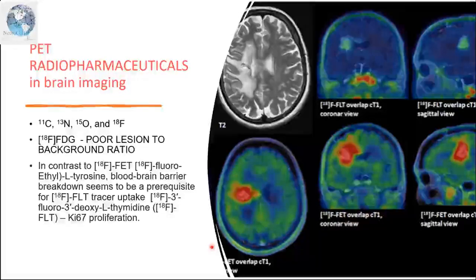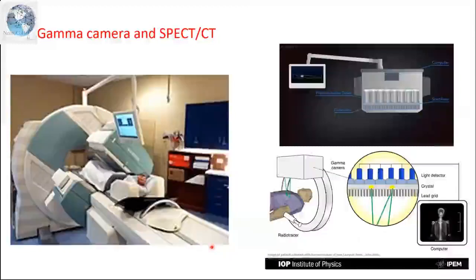So F18 is the most commonly used. F18 can be tagged with glucose, which is the most common, but can also be tagged with FET, fluoroethyltyrosine, or FLT, fluorothymidine. All of these can give a different picture of the brain because they are not purely glucose. These are more protein or amino acid. You can get better focal uptake, which gives you better lesion to background. So you can see the tumor or the affected area more clearly.